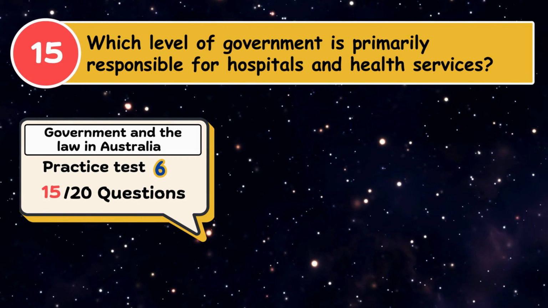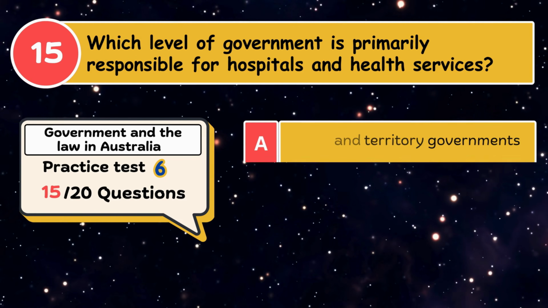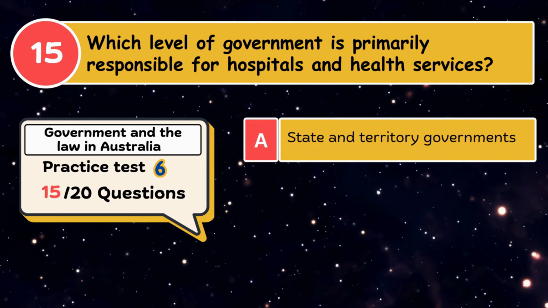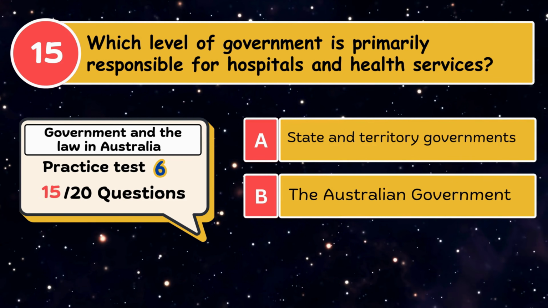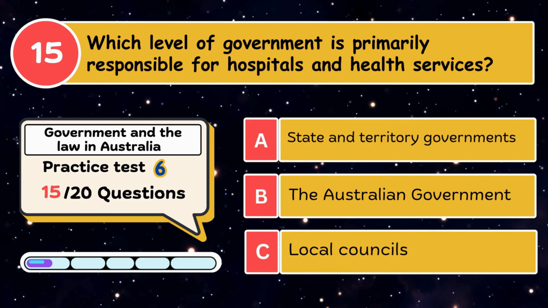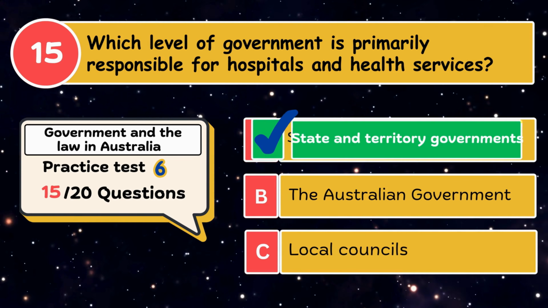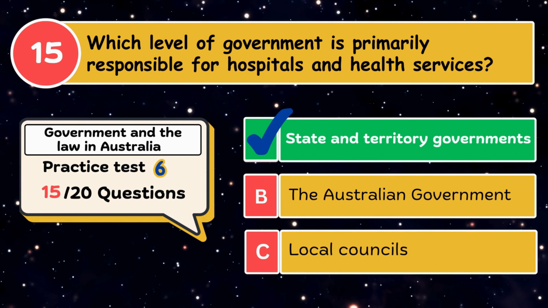Which level of government is primarily responsible for hospitals and health services? A. State and territory governments. B. The Australian government. C. Local councils. The correct answer is state and territory governments.